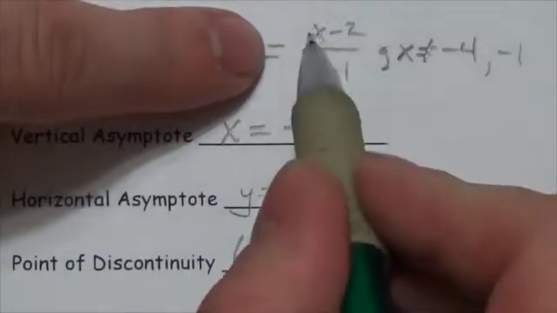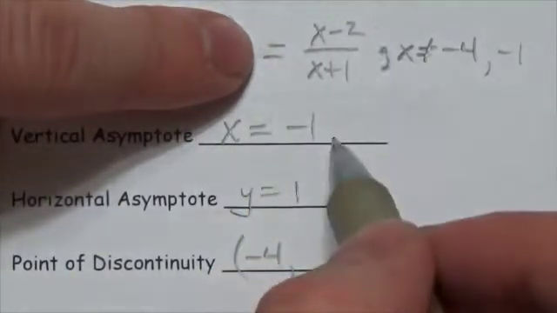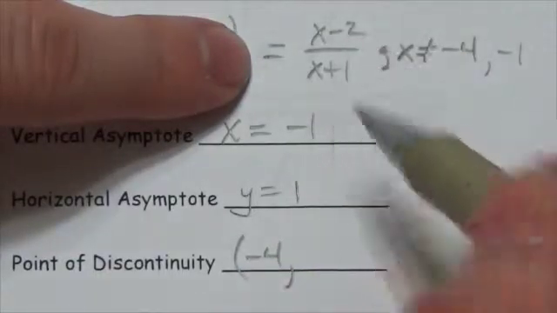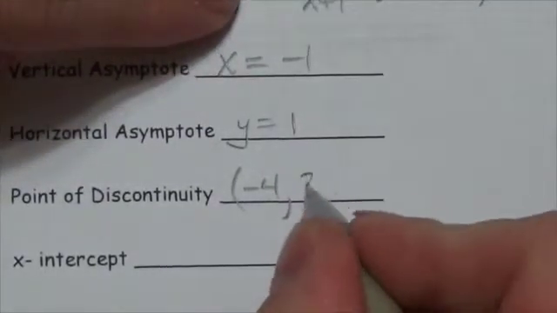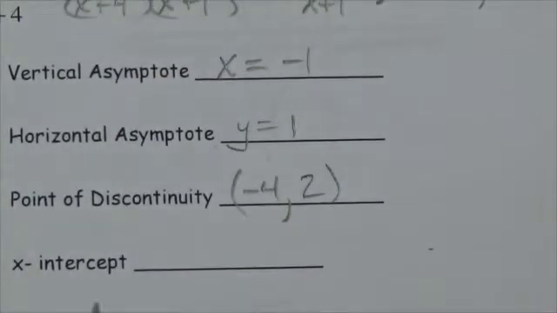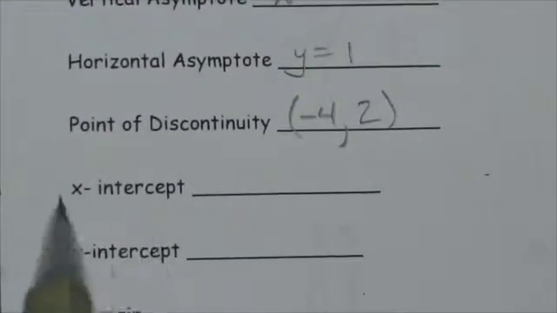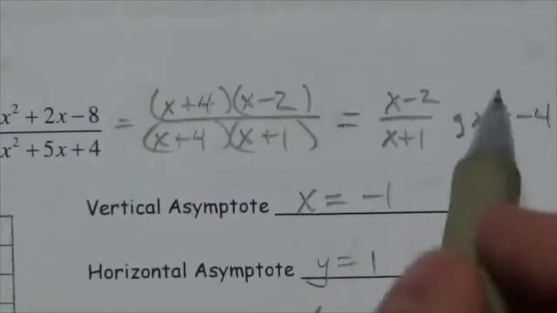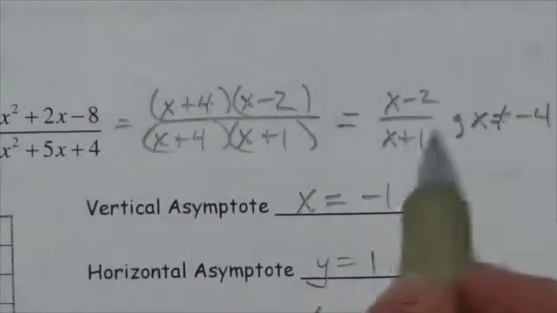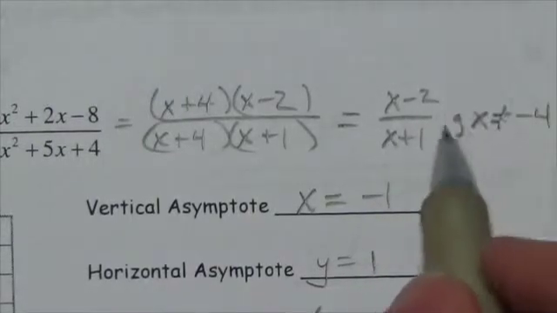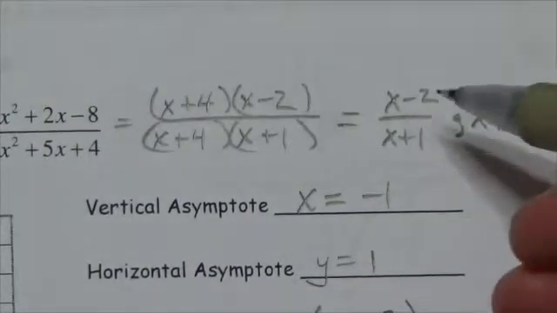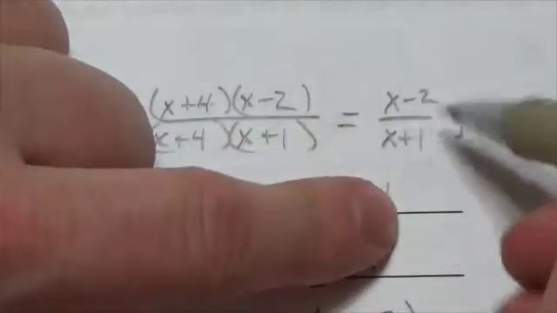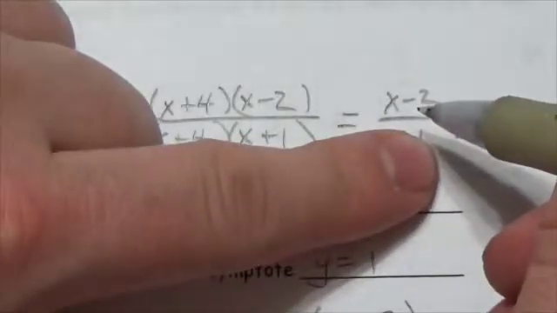So plug -4 in, -4 minus 2 is -6. -4 plus 1 is going to be -3. -6 over -3, 2. So the y-coordinate is 2. All right, my x-intercept. Okay, let's go back up here. My x-intercept is going to occur, now here's my simplified form right here. It's going to occur where the numerator goes to 0. Okay, because remember, the denominator cannot make this expression equal to 0, just the numerator.